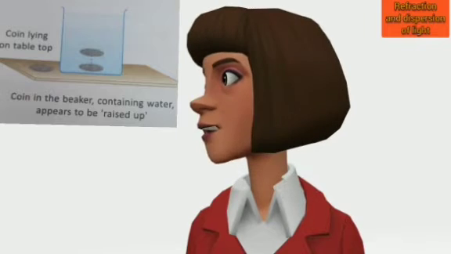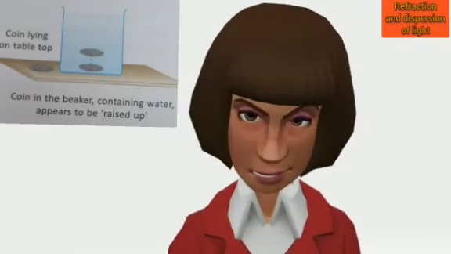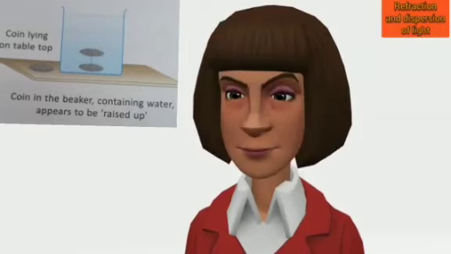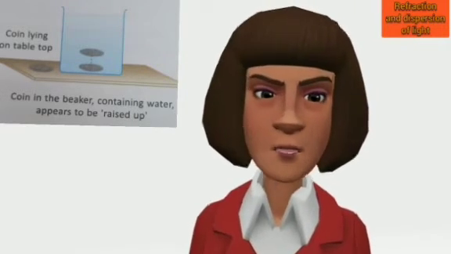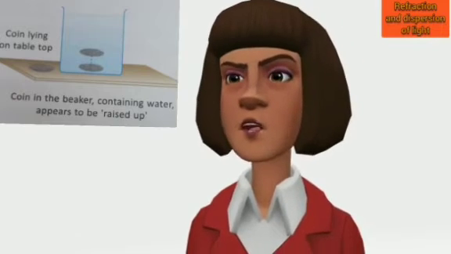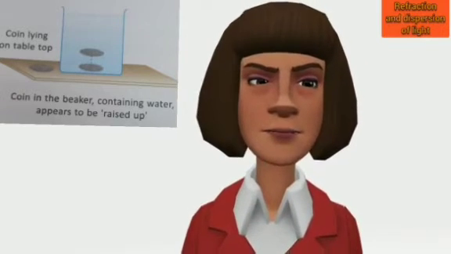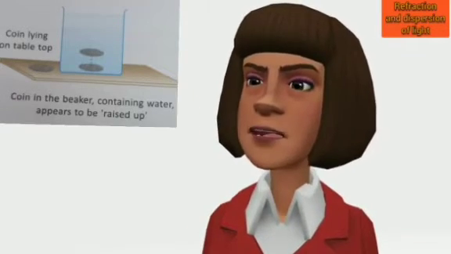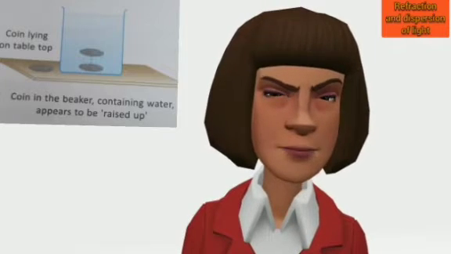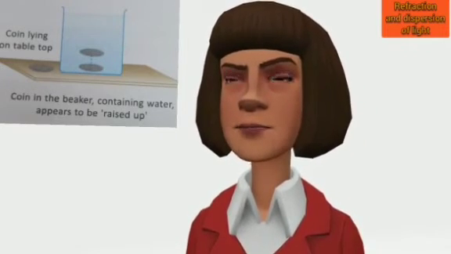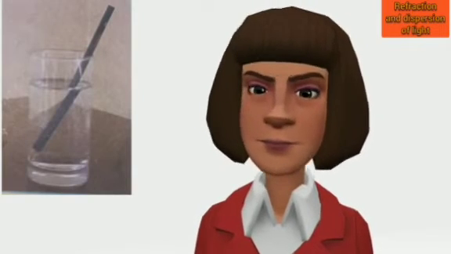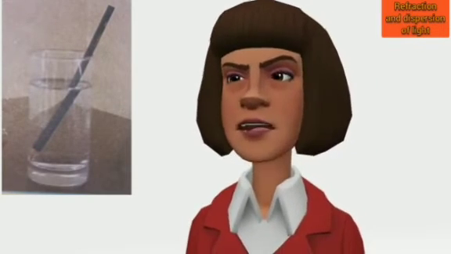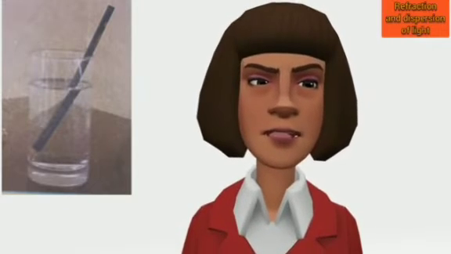Now let's see the activity on the screen. In this activity, take two coins. Place one coin at the bottom of a beaker and the other alongside the beaker. Now, half fill the beaker with water. Next, observe the two coins by looking vertically downwards from above the beaker. What do you observe about the position of the coin in the beaker compared with the coin kept alongside the beaker? The coin in the beaker appears to be raised up with respect to the coin alongside the beaker.